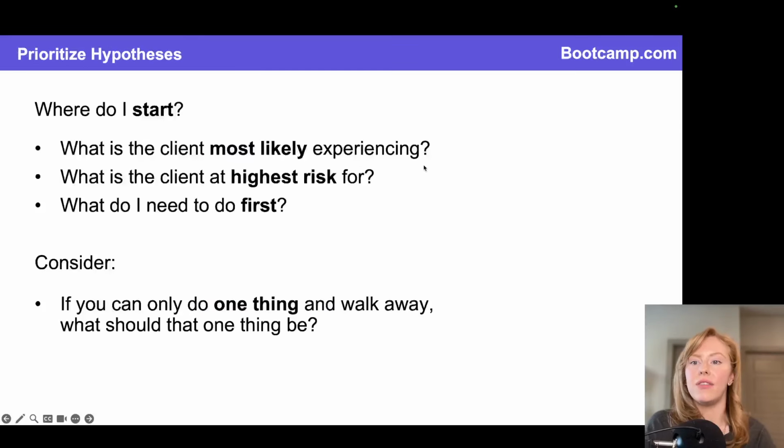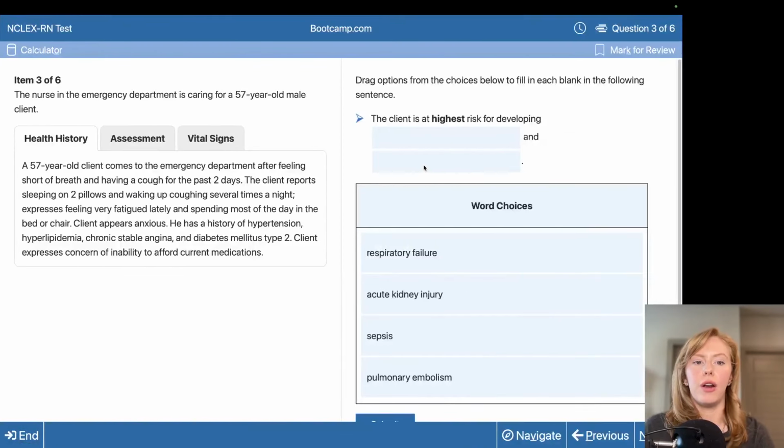So next, after analyzing cues, we want to prioritize hypotheses, or consider where do I start? And the NCLEX for this might ask you, what is the client most likely experiencing? What are they at highest risk for, or what do you need to do first? When we're talking about prioritizing, I always like to keep this question in the back of my mind: if I can only do one thing for my patient and walk away, what should that one thing be? All right, so we are going to prioritize hypotheses here, and we're being asked about risk.